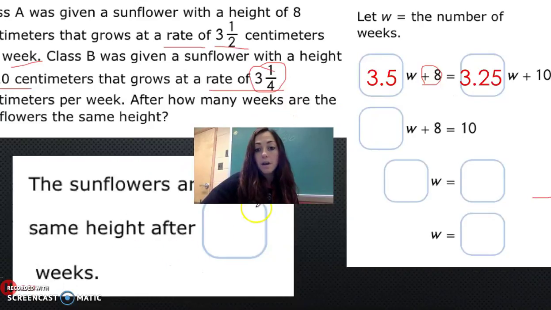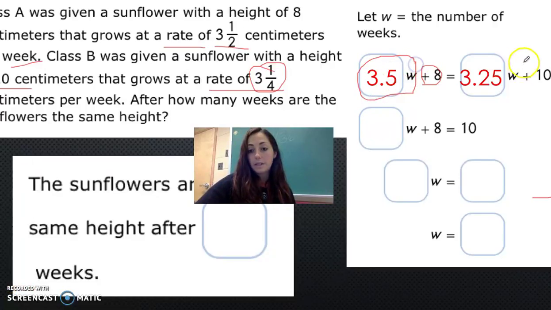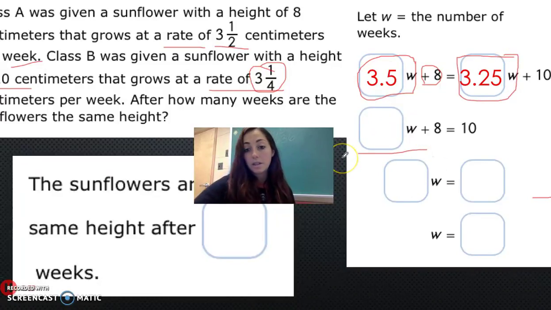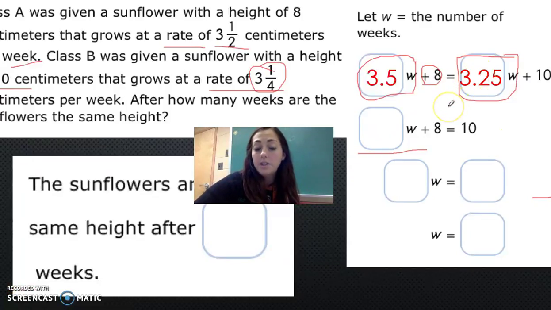We have variables on both sides for the first time. So just like our balance beam that we did, you have to take away something from both sides. So I'm looking at my two variables. I've got 3.5 W on the left side of the equation and 3.25 W on the right side. And I need to turn it into just some amount of W on the left side. So I undo each by taking the most away that I can.